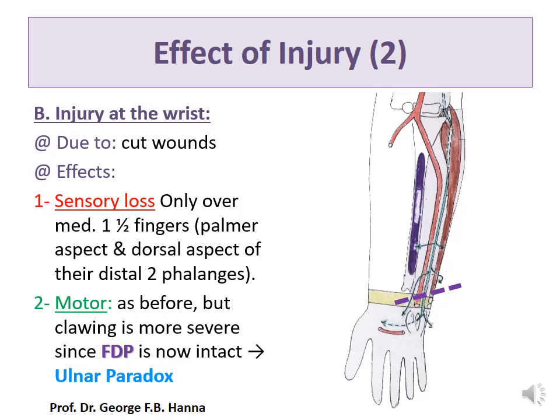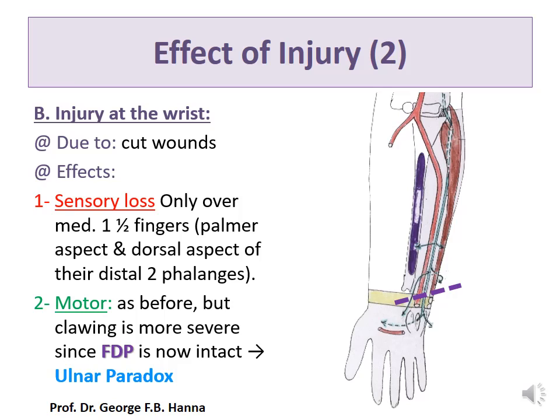As you can see, the level of injury is distal, and the flexor digitorum profundus in violet here already received its nerve supply. And since the flexor digitorum profundus will be acting normal again, the clawing of the medial 2 fingers will be more severe, because the flexion of the interphalangeal joints will be as normal as in a normal person. And this is called ulnar paradox.